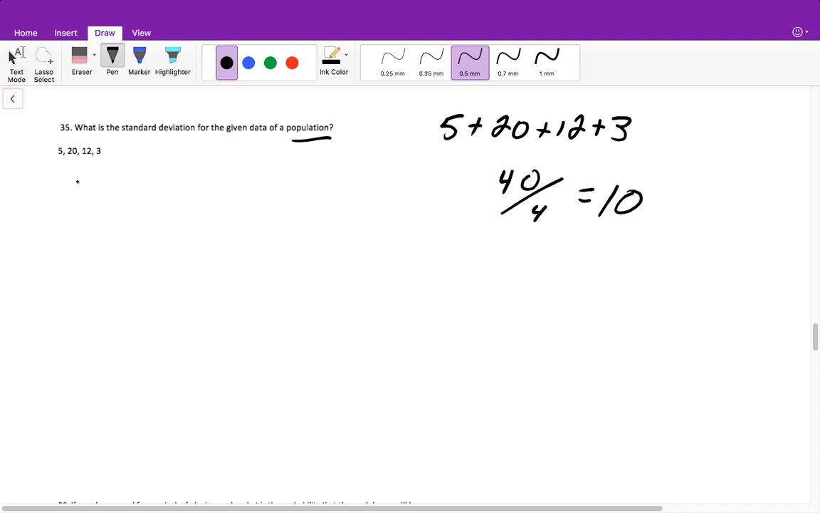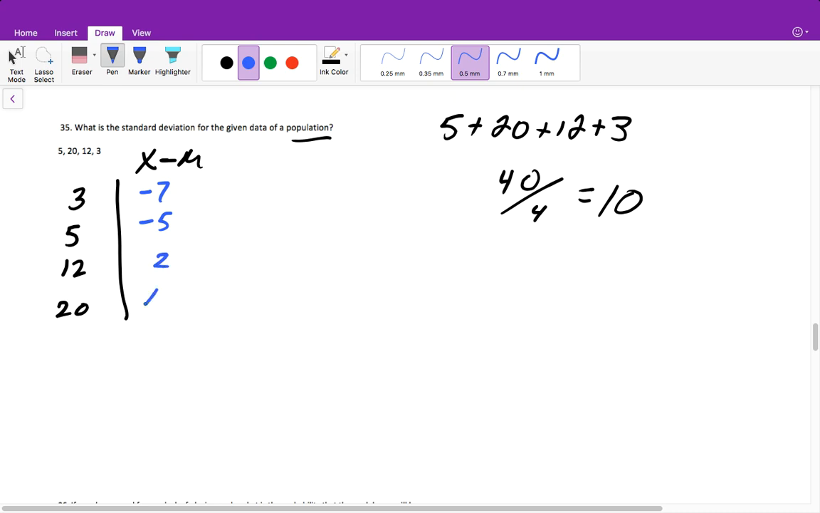Then you create a table. So you write your numbers down. It doesn't necessarily need to be in order. I'm just going to write them in order now anyway, but 3, 5, 12, and 20. Then you do your x, or your value, minus your mean. So 3 minus 10 is going to be negative 7. 5 minus 10 is negative 5. 12 minus 10 is 2. And 20 minus 10 is 10.